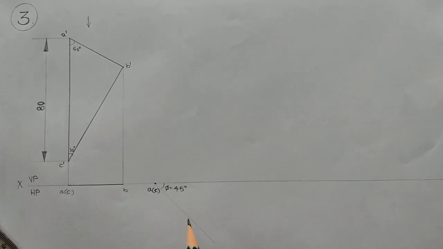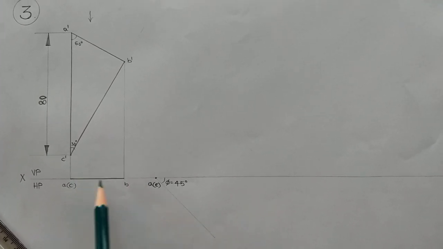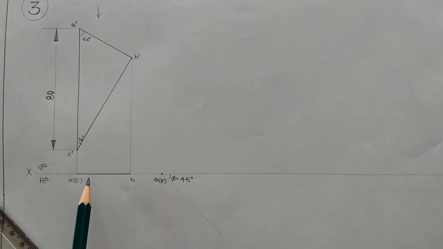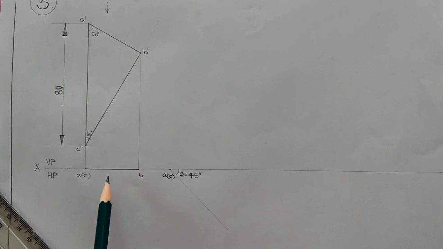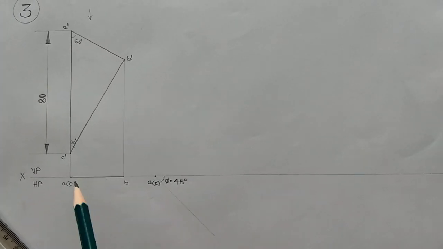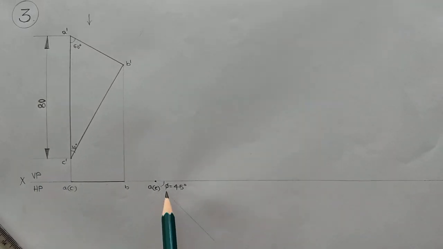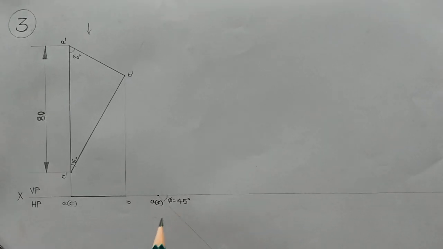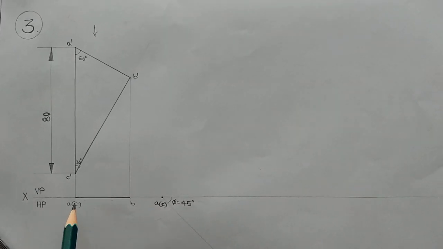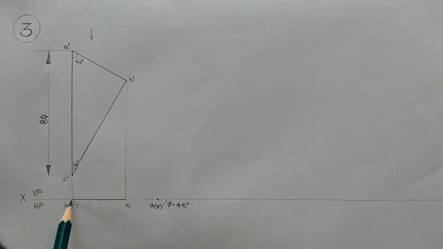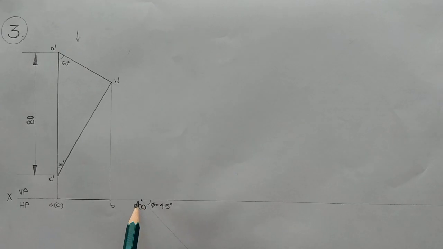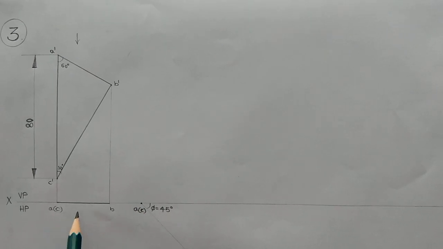Then coming to the second stage projections, we should reproduce this particular line, that is the top view, in the second stage, because this is the result of the first stage. And we should use inclination with VP, that is 45 degrees, which is available in the given data. So I have marked, and after reproducing this one, this point must be touching the reference line. So I have marked this point, and we have A and C points here.